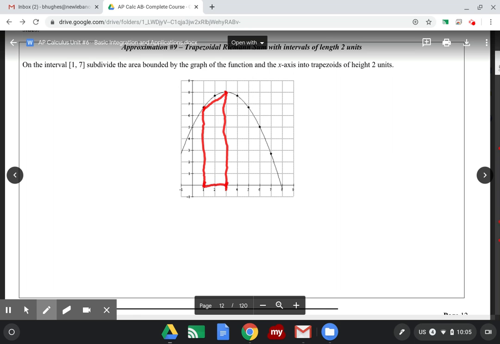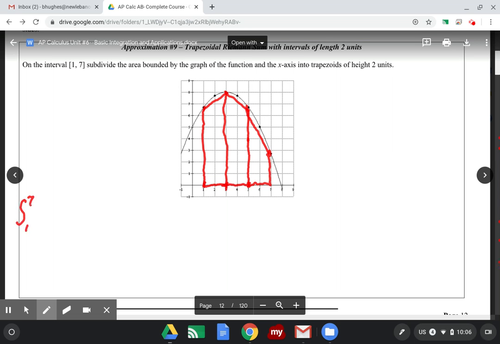So I do the same thing with the next one. I'm going from 3 to 5. So I go up to where 5 is on our graph, and then connect it to f of 3. And then the last one, f of 7. And I connect it. So we can see there, we got 3 trapezoids.